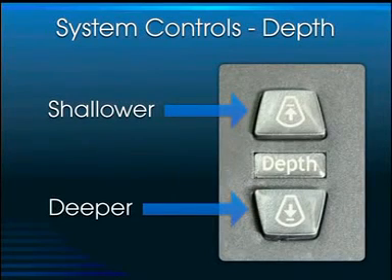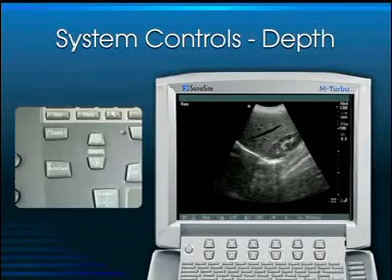Now, there's the depth button, and the depth button is important to adjust how deep you want the sound to go into the body. And basically, the longer the sound goes into the body, the deeper the depth will be on the screen. And the way you control that is by pressing this button, the sound will go into the body less deep, and by pushing this button down here, the sound will go into the body more deep. Let me show you a clinical example.